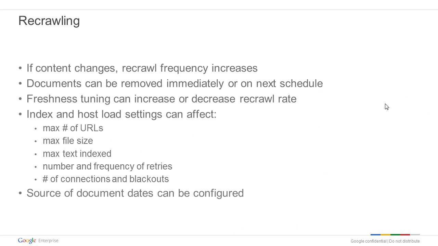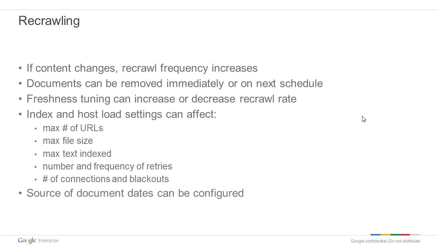While the GSA will generally determine the optimal crawl rate for your documents over time, you can push it in the right direction using freshness tuning. There are quite a few other index settings that can be adjusted. You can limit the number of URLs that the GSA will fetch, the maximum file size of those URLs, the amount of text to be indexed within a file, and how quickly the GSA should retry a URL that returns an error. Host load settings can limit the number of concurrent requests the GSA can make across all the servers it crawls, or individual servers.